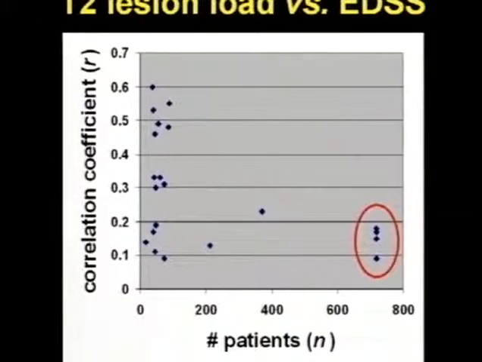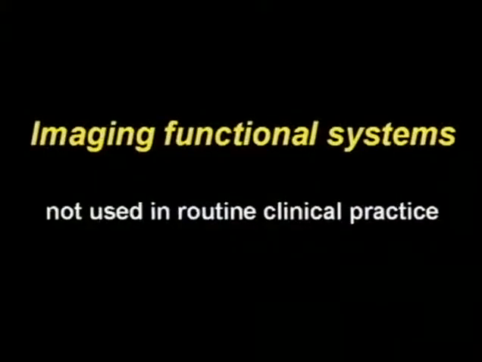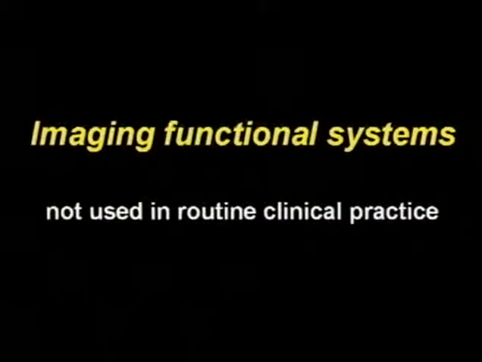Some have argued that we're not going to get much better correlations just by the nature of the imaging and the nature of the disability scales, but overall we'd like to do a little bit better than 0.1 or 0.2. So I've told you about correlation. Now I'll tell you about imaging functional systems, and I think this might give you an idea of the current status, the state of the art, and where we are, how we need to do better.